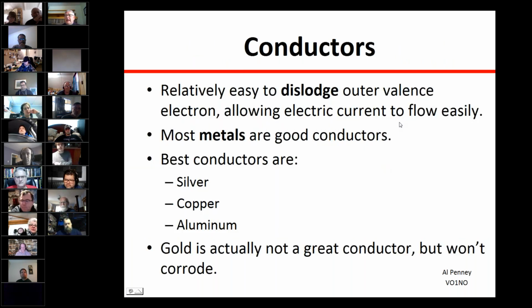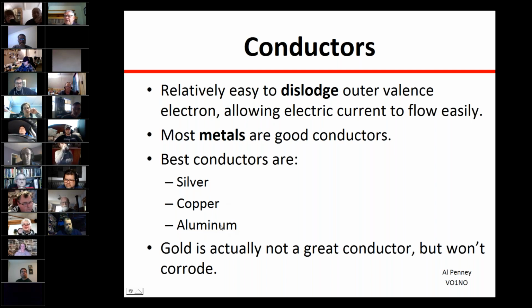Well, there we go. And that's because in conductors, it's relatively easy to dislodge the outer valence electrons, and that allows electric current to flow easily. So most metals, as it turns out, are good conductors. Now, the best conductors are silver, copper, and aluminum.